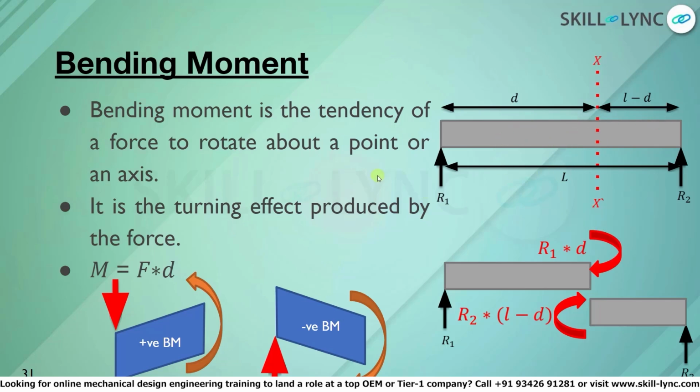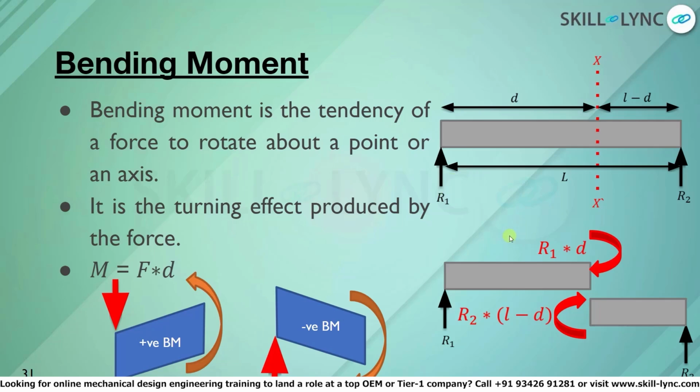Now, when we look at the sign convention for bending moment, a downward load produces a positive bending moment and an upward load produces a negative bending moment. The sign of the moment is opposite to the direction of the bending moment that causes downward bending or sagging, and negative moment causes upward bending or hogging.